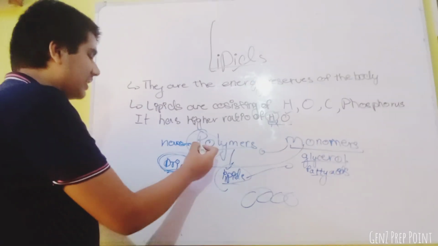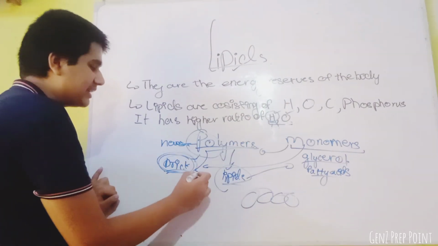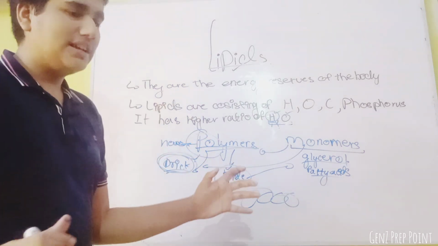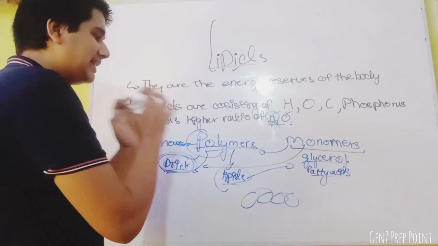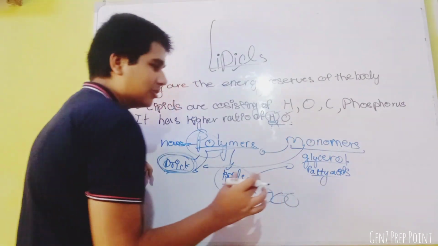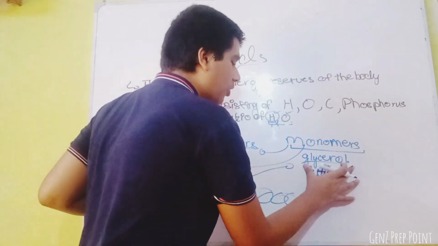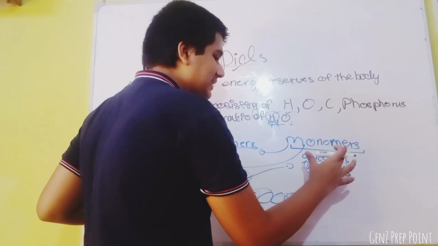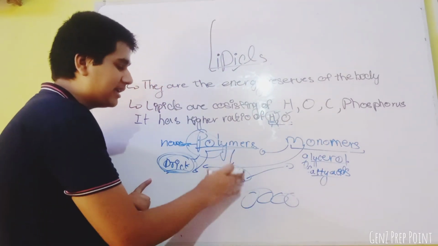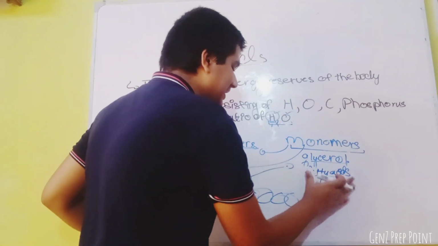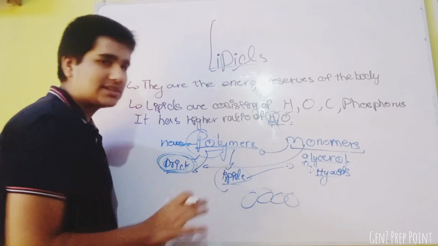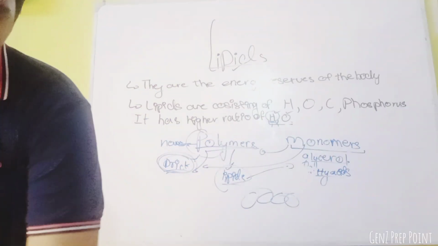So I hope you all understand what a polymer is. A polymer is the final structure that is made out of the monomers. Monomers are the building blocks that make polymers. So a lot of glycerols make the polymer, which is lipid. A lot of fatty acids make up polymers, which is lipid. So I hope you all understand this.